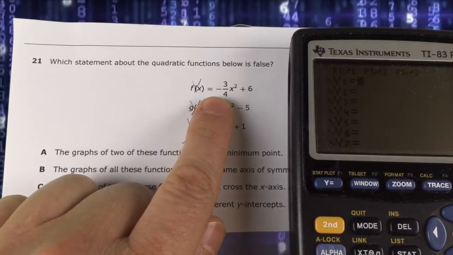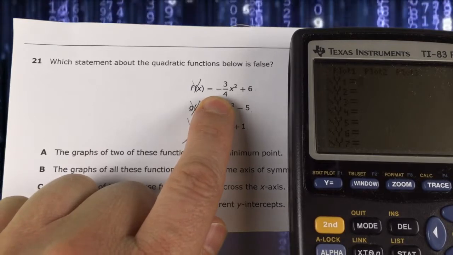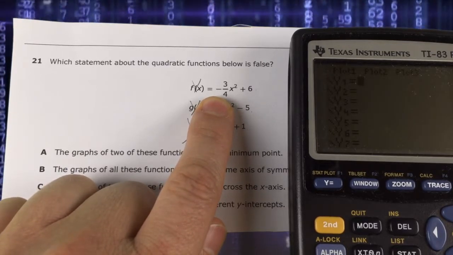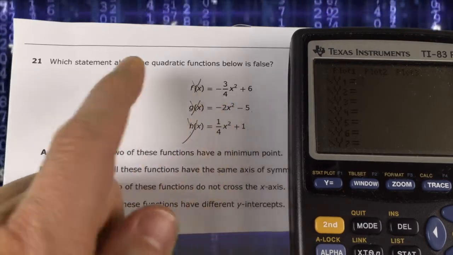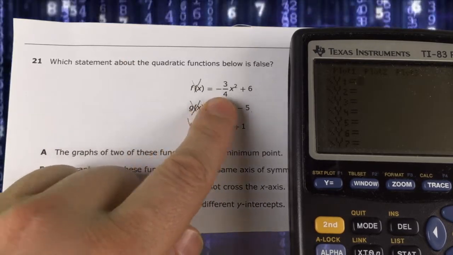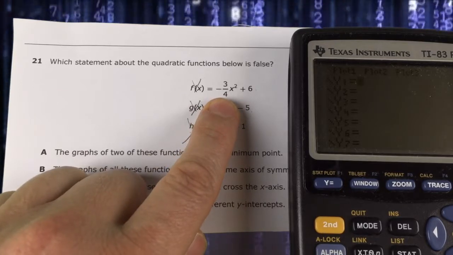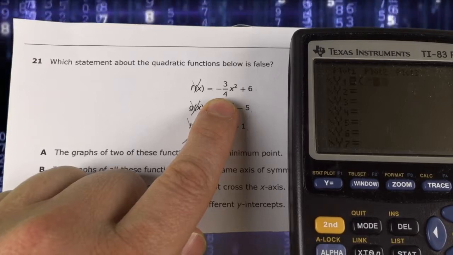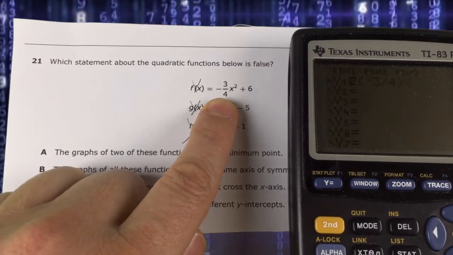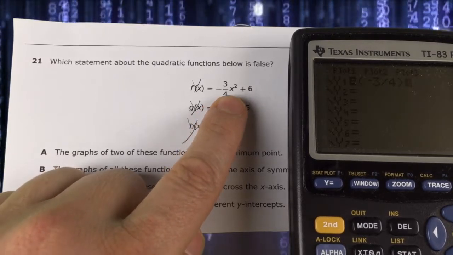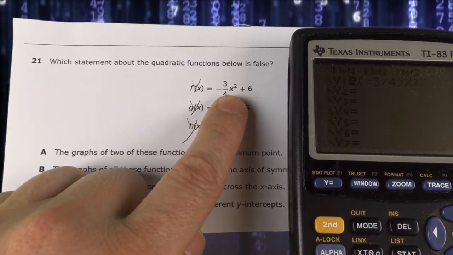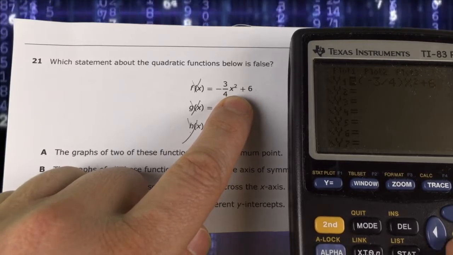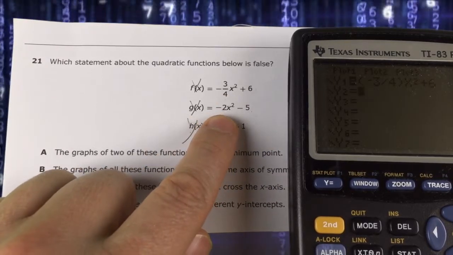Now when you put in fractions like that, you want to probably put the whole fraction in parentheses, like this. You could also convert it to a decimal, which might be easier. That'd be negative 0.75. But if you're not great at doing that, just put parentheses, negative 3 divided by 4, parentheses. There's my fraction. Now I put x, I square it, plus 6. That's my first graph.